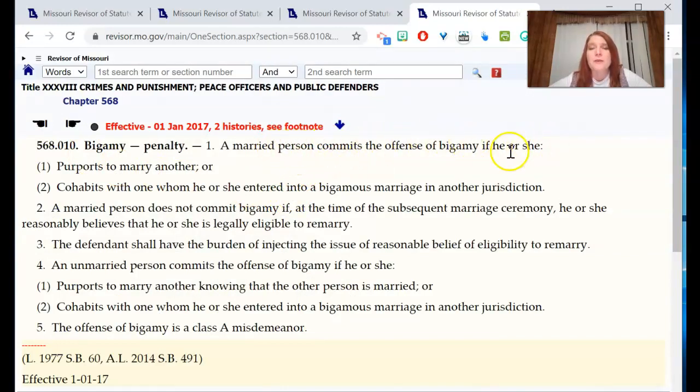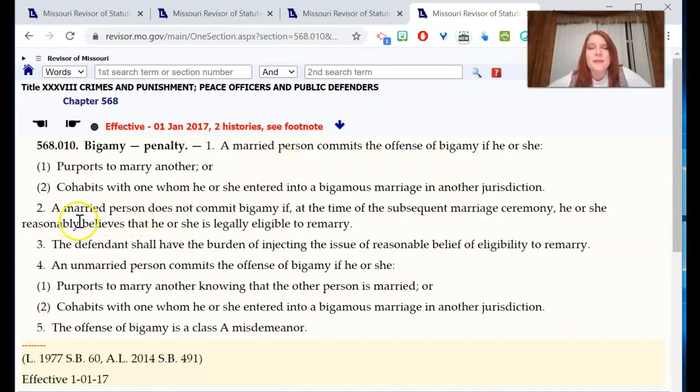A person commits the offense of bigamy if he or she purports to marry another or cohabits with one whom he or she entered into a bigamous marriage in another jurisdiction. So either of those two things. The reason they say purports to marry another is that legally you can't have two marriage contracts at the same time. So you can't legally be married to two people. That second marriage isn't actually real. It's fake. So that's why they call it purports to marry, because you're pretending. You're really not married. But if you're going through the process and pretending that you are, and you're trying to act like you are, that is against the law.